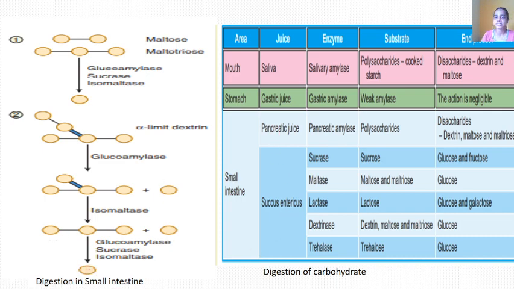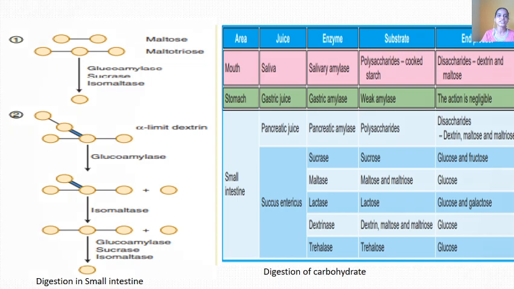Okay, now let's see the summary of the digestion. In the mouth, disaccharides and dextrins are produced as an end product. In the stomach, there is no carbohydrate digestion. With pancreatic juice, that is pancreatic amylase, the end products are dextrin, maltose and maltotriose. And as a result of the enzymes of succus entericus, glucose, fructose, and galactose are produced by breaking down sucrose, maltose, lactose, etc. So that means the end products of this digestion are glucose, fructose and galactose.